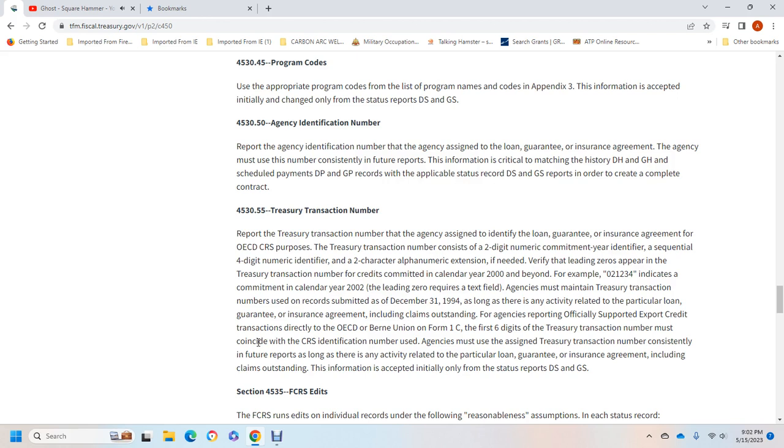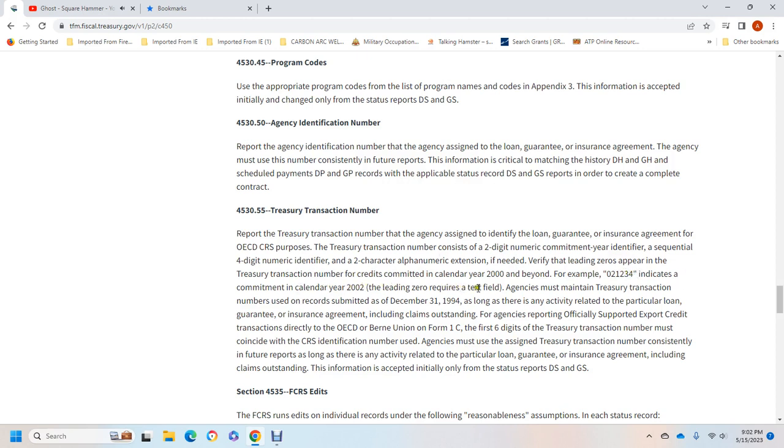with the organization and economic control with the disbursement of the CRS, the purpose of the treasury transaction number, continued with the 2-digit numerical commitment year identified with the subsequent 4-digit number, American identifier, and 2-character alphanumeric extension. If neither is verified, leading zeros appear with the treasury transaction number. Credits committed in calendar year 2000 and beyond, for example 021 2, 3, 4, indicate commitment in calendar year 2002.